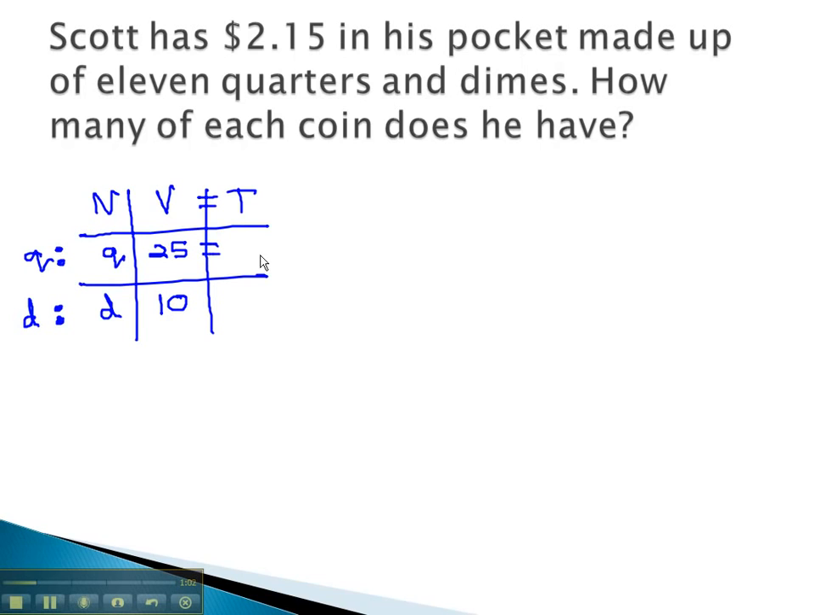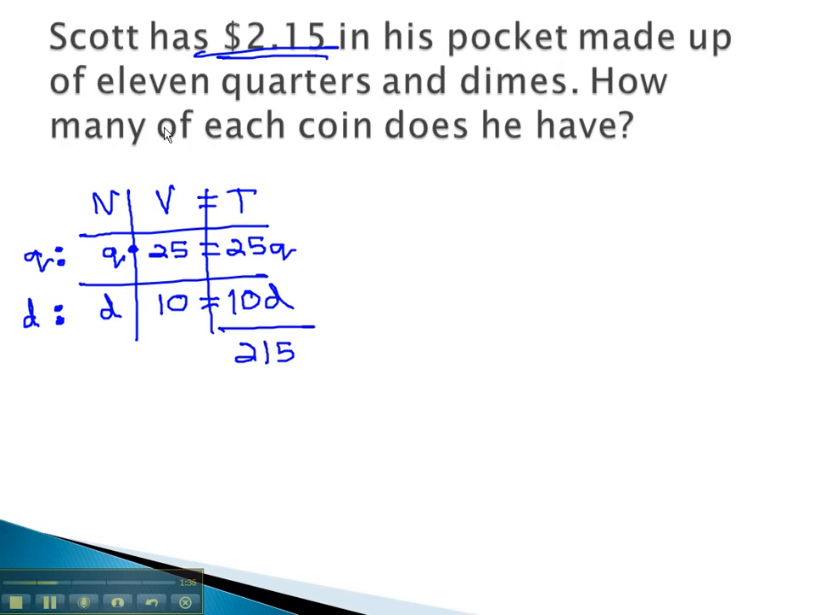To get the total value, we multiply these together. Quarters times 25 is 25Q. Dimes times 10 is 10D. We're also given some total information. The 215 is the total amount of money. Our money is found in the last column, where we put the 215 in cents to match the 10 and 25, which are also in cents.